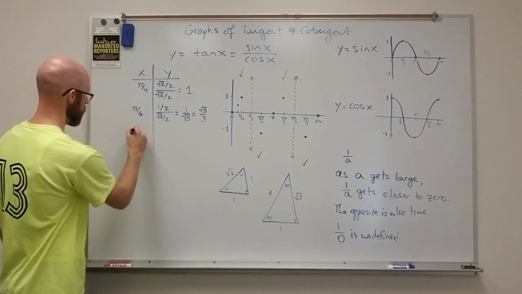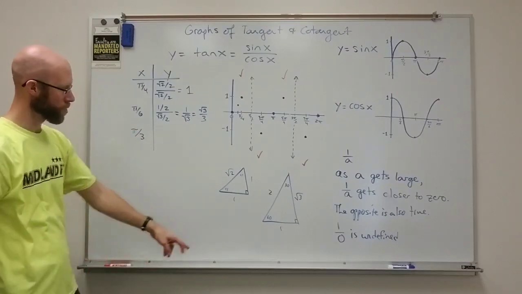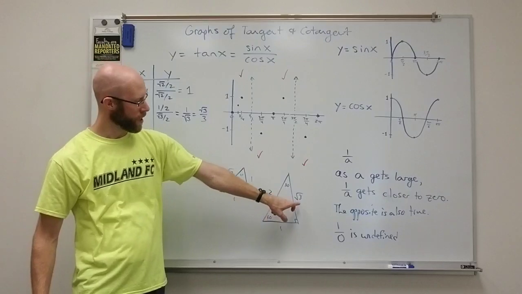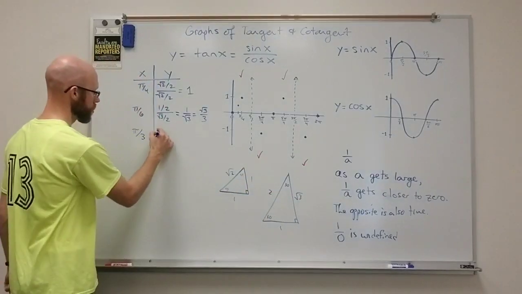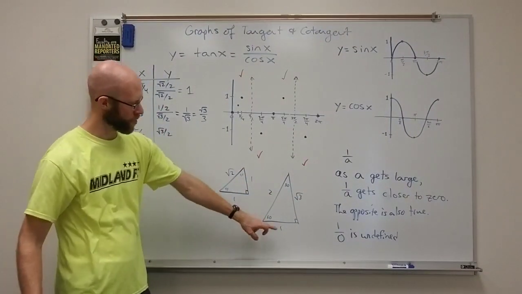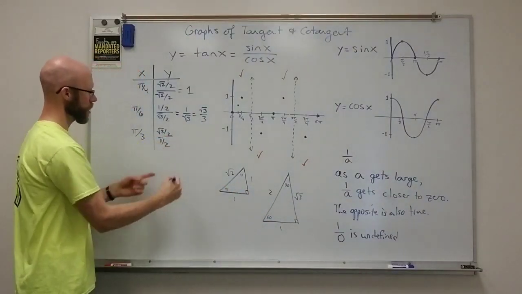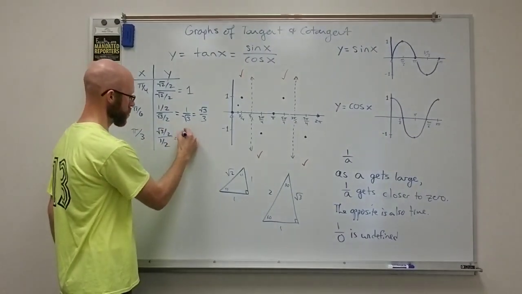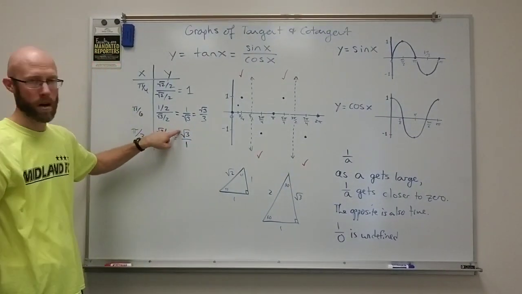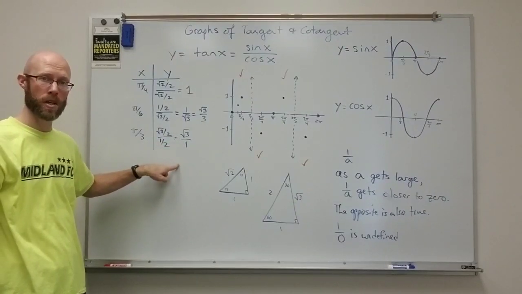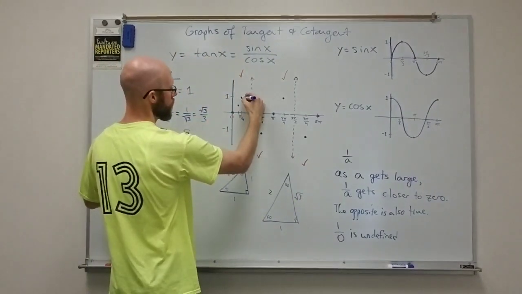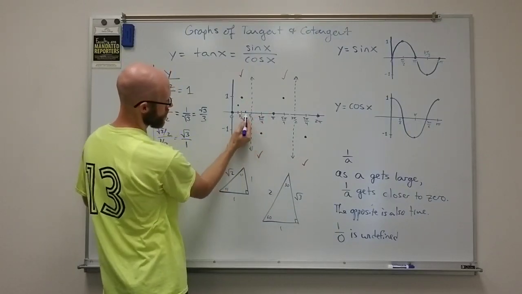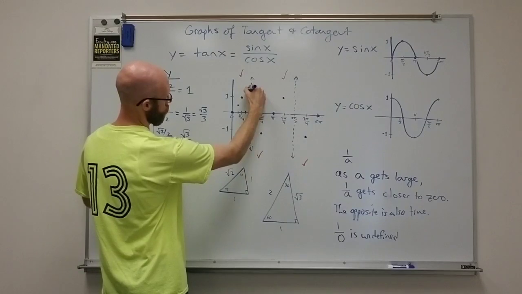If we do pi over 3 as our angle, which is 60 degrees, the sine is √3/2, and the cosine is 1/2. And so you actually have the reciprocal of the previous value. The reciprocal is the square root of 3 over 1. Here the bigger number is on top and the smaller number is on the bottom, which means it's going to be above 1. So over here at pi over 6, the point's going to be above 1.